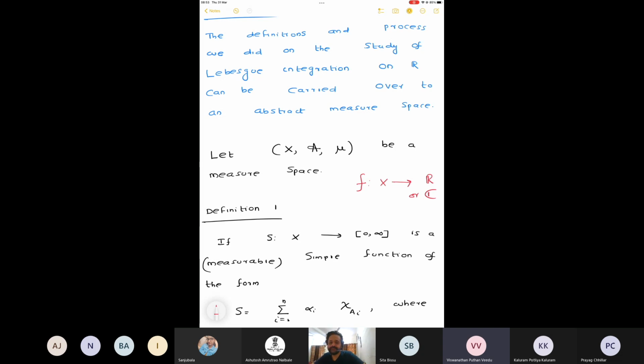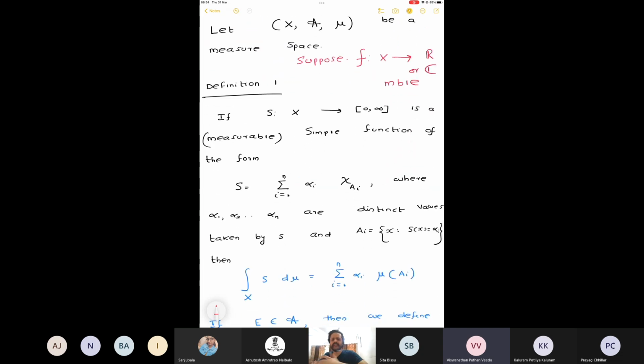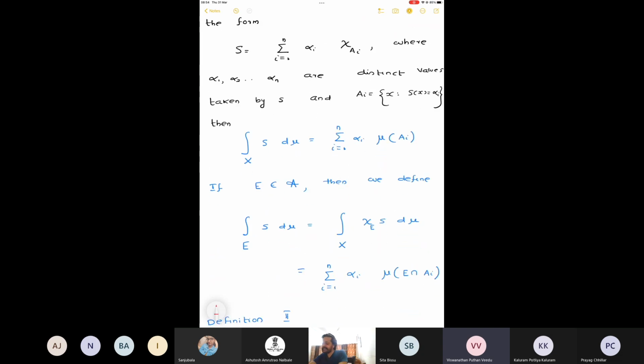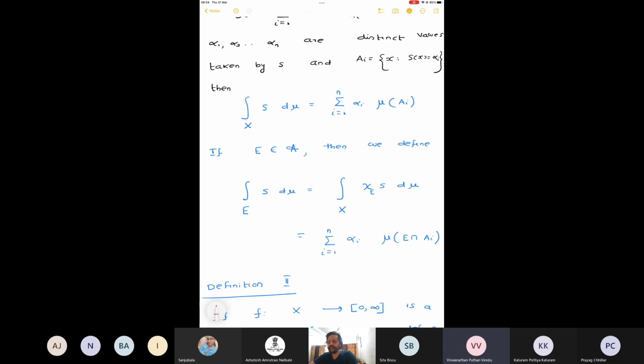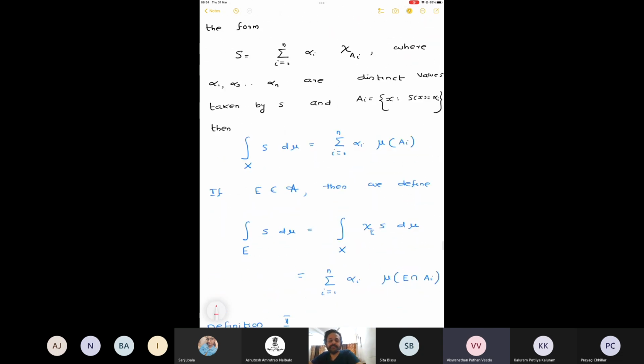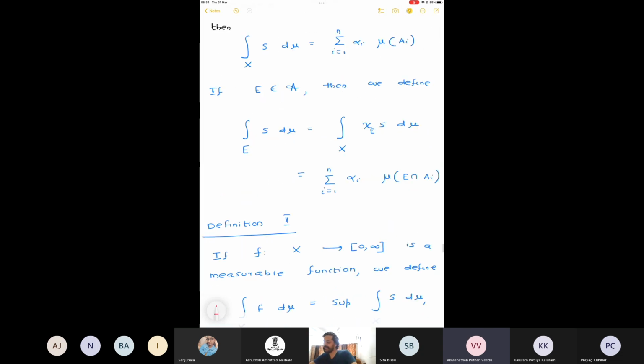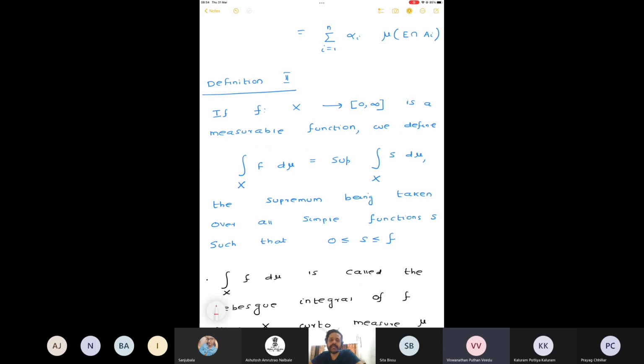Now I want to define the integral over X, the integral of F. Suppose F is measurable. So what do I do? First I define it for simple functions. Same technique. The only difference is, instead of the measure of A_i, the Lebesgue measure M of A_i, I will have mu of A_i. And that will be called the integral of the simple function over the set X with respect to measure mu. Once I have it for simple functions, I can have it for non-negative measurable functions. Same way, take the supremum. Is that okay?